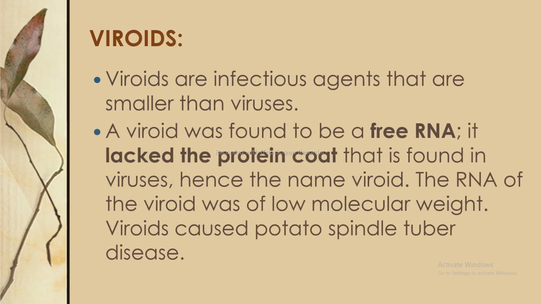Next are viroids. Viroids are infectious agents that are smaller than viruses. A viroid was found to be a free RNA. It lacks the protein coat that is found in viruses, hence the name viroid. The RNA of the viroid was of low molecular weight. Viroids caused potato spindle tuber disease.